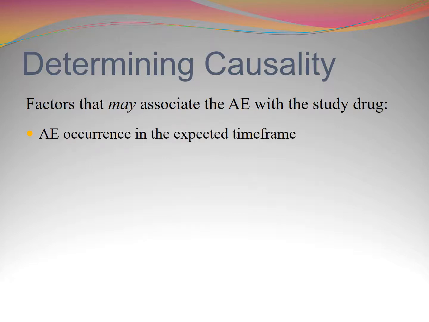The AE occurred in the expected time frame. Patients, in this wild example I'm just making up off the top of my head, patients who receive a study drug on day 1 will typically have a grade 2 rash by day 5. If your patient comes back on day 5 and has a grade 2 rash, that's a really strong indicator that the drug is causing that, and that's now an adverse reaction.